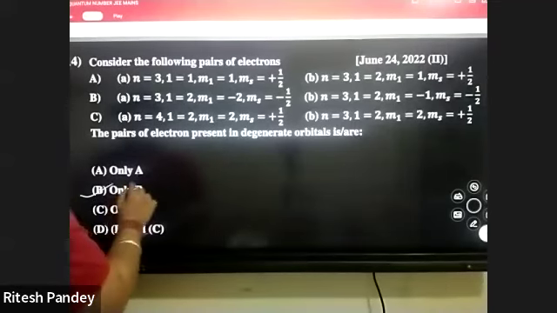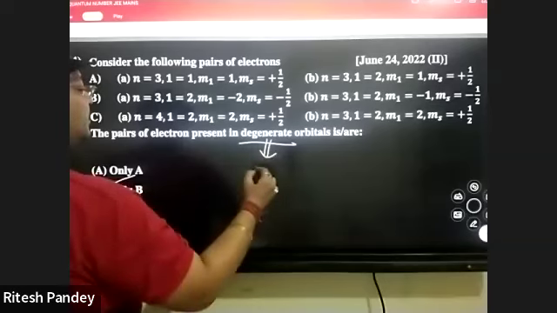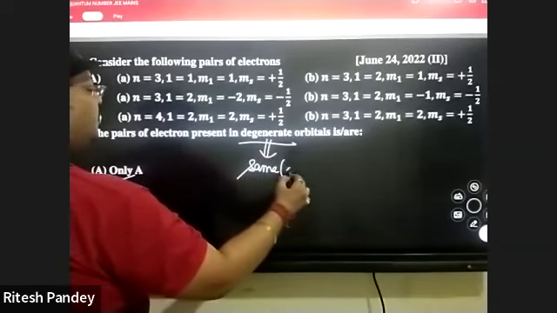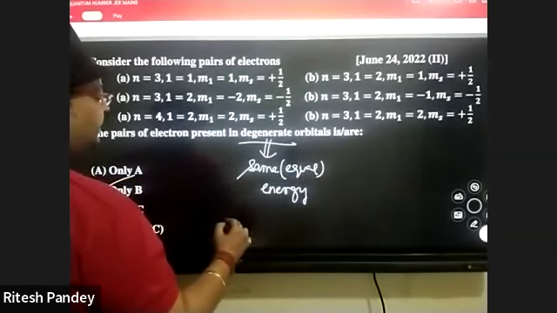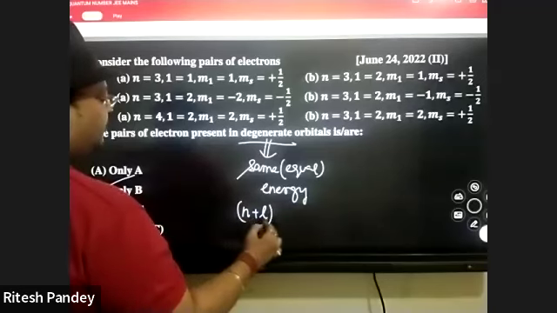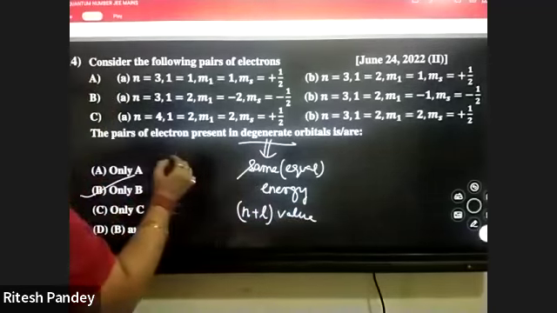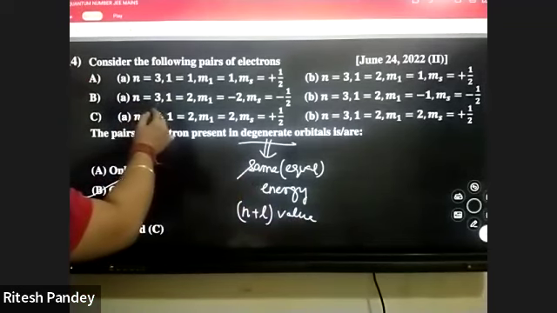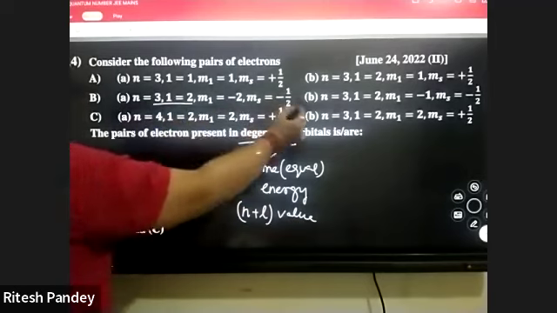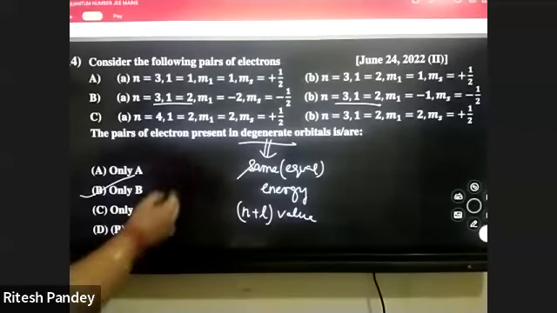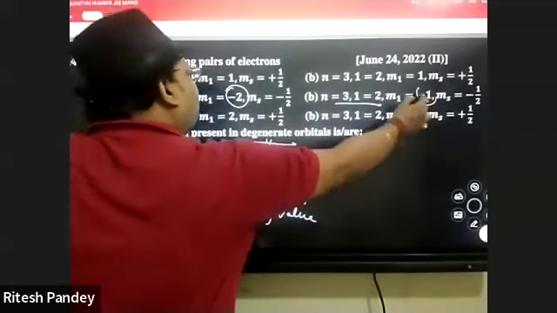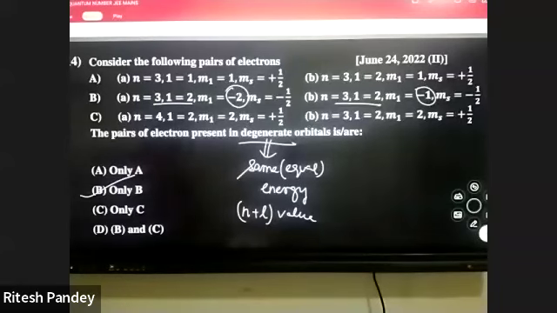Obviously, degenerate means having the same energy, which will mean having the same n plus L value, yes or no? And the same n plus L value is for option B, 3 plus 2, 5, and 3 plus 2, 5, and they are certainly going to be a set of degenerate orbitals. Different magnetic number is about two different orbitals in the same subshell. Anything which you want me to repeat? Otherwise, we'll move to question 50.